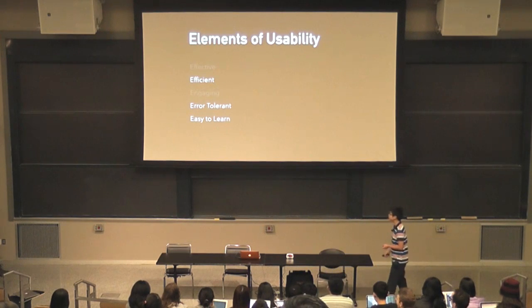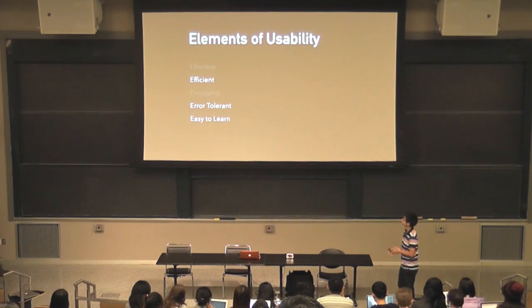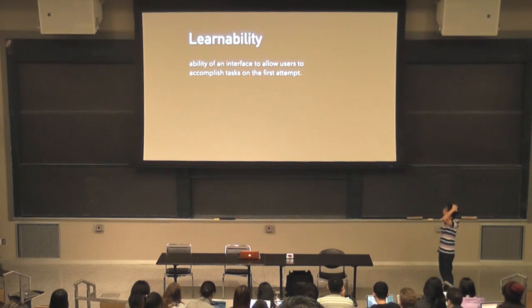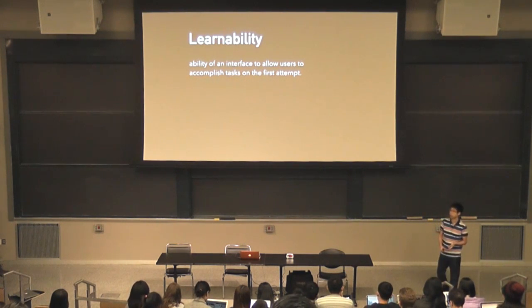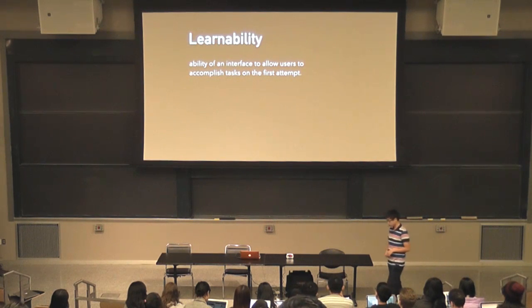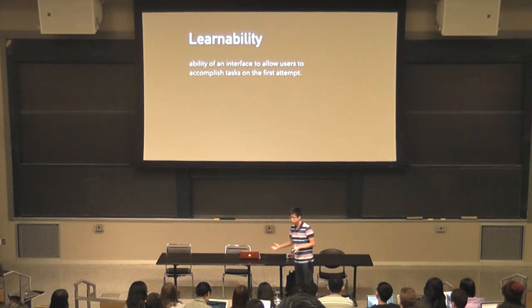Alright, so today we're going to focus on 3 of them: efficiency, error tolerance, and learnability. So we're going to go ahead and talk a little bit about learnability. Learnability is the ability of an interface to allow users to accomplish tasks on the first attempt. So when you pull up a website, when you pull up a new interface, how easy is it for you to immediately know how to use it?